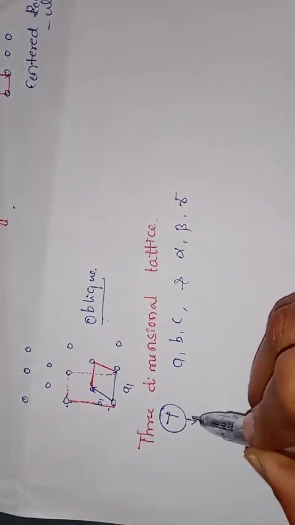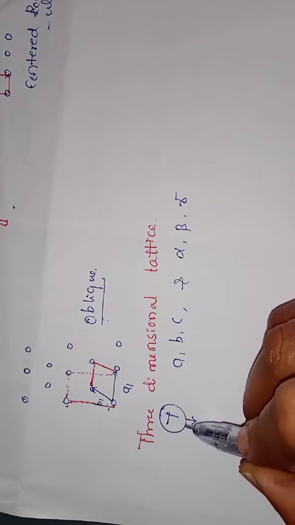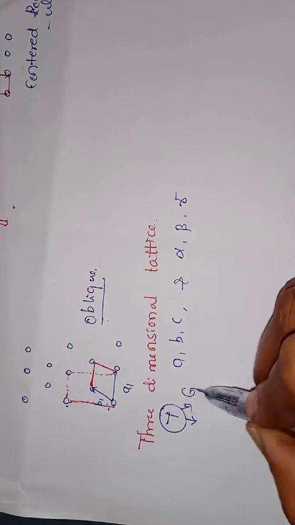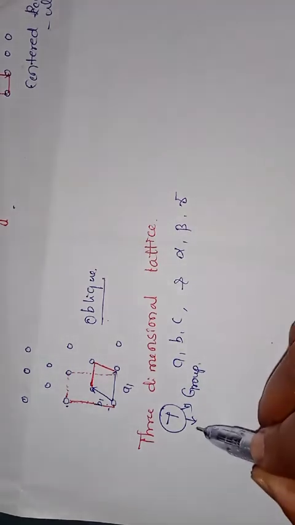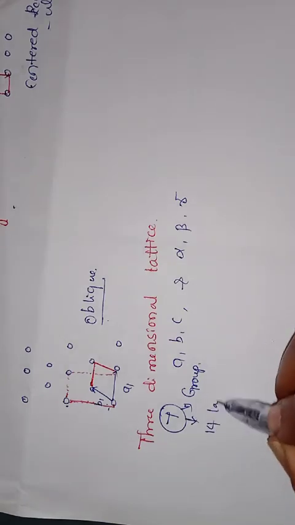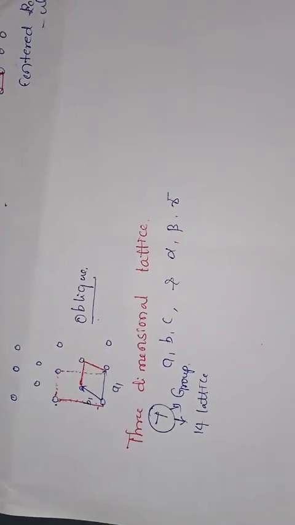Then the 7 types of crystal system contain 14 types of lattice. These three-dimensional lattices are in 7 groups, and in the 7 groups there are 14 types of lattice.